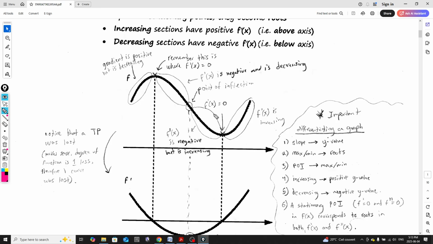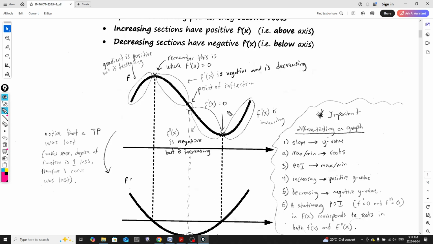Now this part right here, f prime is still negative, but your slopes are now increasing. Although the slopes are negative, so you're still in the negative part of the y-axis, the slopes are still increasing, right? Like we're going from -3, -2, -1, -0.5. So the slopes are negative, but they're increasing, okay?